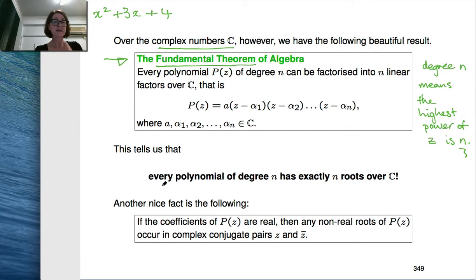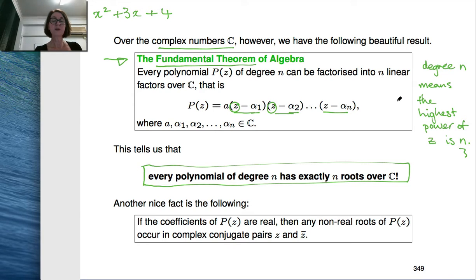So of course what that means is if you've got a polynomial of degree n, then like this one, every linear factor will give you a root of the polynomial, because when z equals alpha 1, that will be one solution. When z equals alpha 2, that will be another solution. So every term in this product will give you one of these solutions, which we call a root over C. So the result says that every polynomial of degree n has exactly n roots if we try and solve that in the complex numbers.